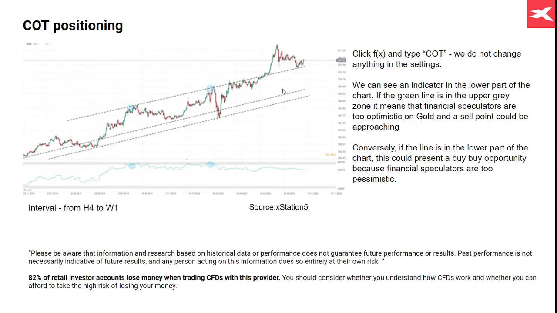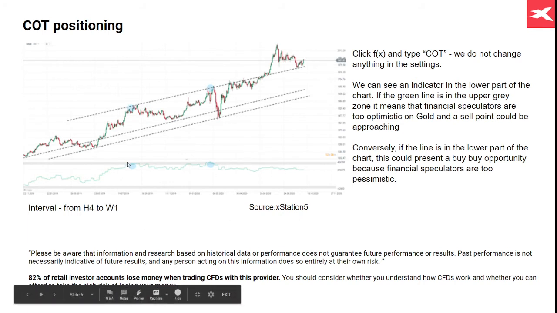The second indicator and strategy we might be using is the COT positioning. In order to access the COT positioning to see if certain things are overbought or oversold, we can again click the FX on the left-hand side of the XStation platform and type COT. We don't change anything in the settings, and we can see the indicator on the bottom part of the screen.